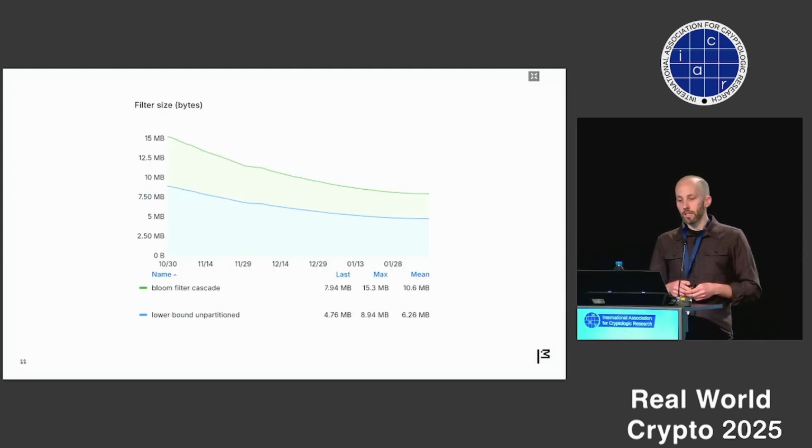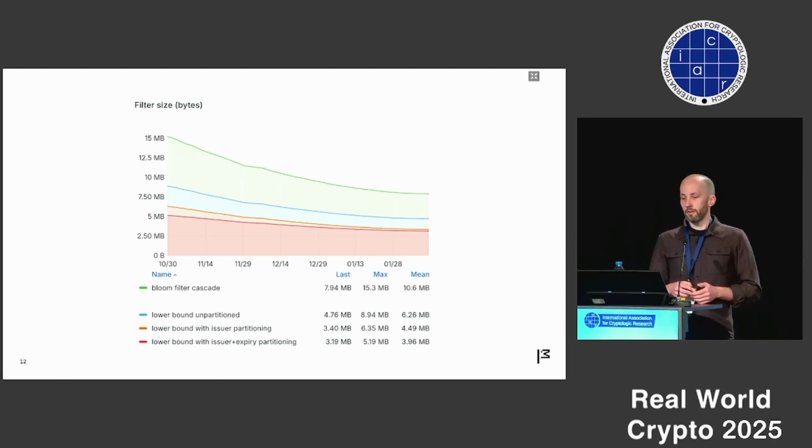The green line here is the size of Bloom filter cascades that we were publishing late last year. And the blue line is the lower bound for an unpartitioned data set. And the fact that there's a downward trend here doesn't really matter, we're really looking at the difference between the green and the blue lines. That's that 70% overhead that I was talking about.